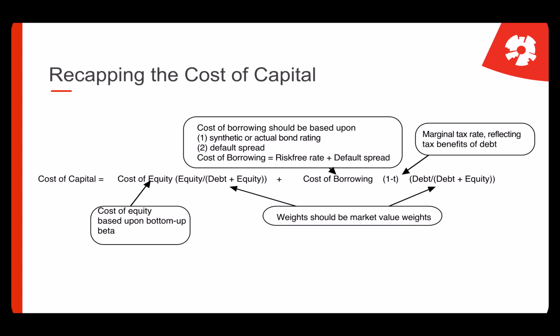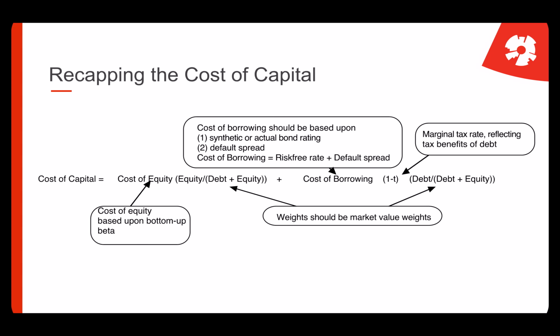Now let's tie everything together with a recap of the cost of capital. The cost of capital is the weighted average of the cost of equity and the after-tax cost of debt. So the formula is: cost of capital equals cost of equity times the proportion of equity in the firm, plus cost of borrowing times (1 minus the tax rate) times the proportion of debt in the firm.